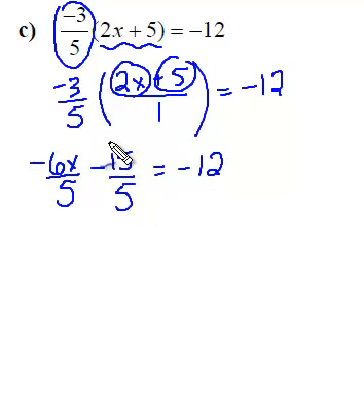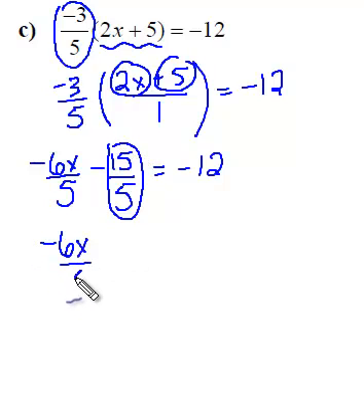I can reduce this fraction, and rewrite the first. Now negative 15 over 5. 15 divided by 5 is 3. So I can reduce that to negative 3 equals negative 12.